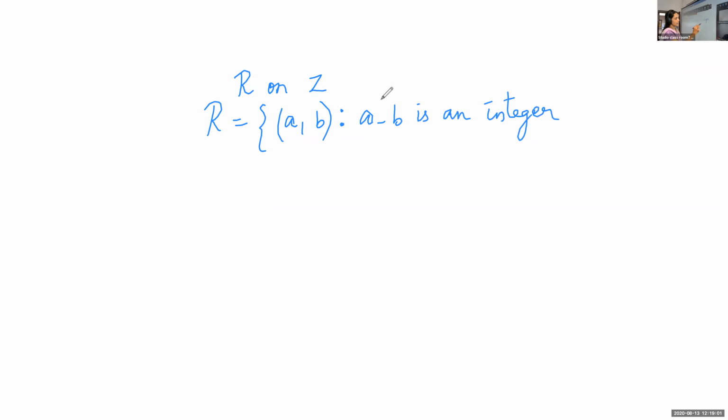Let R be the relation defined on Z, where R is the set of all ordered pairs (a, b) such that a minus b is an integer, and (a, b) belongs to Z. Write the domain and range.